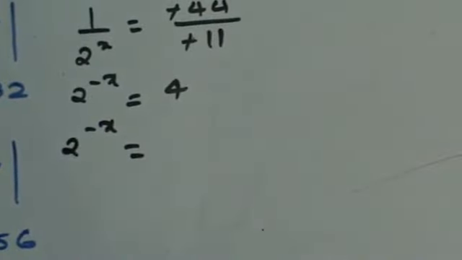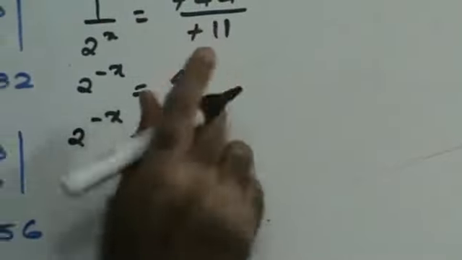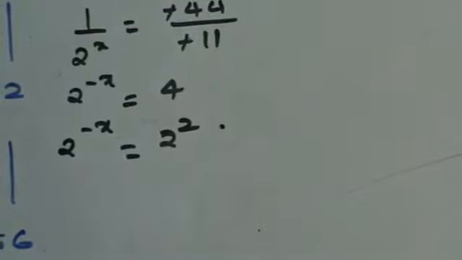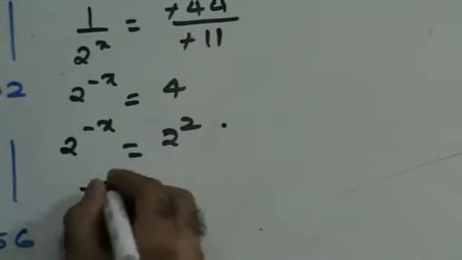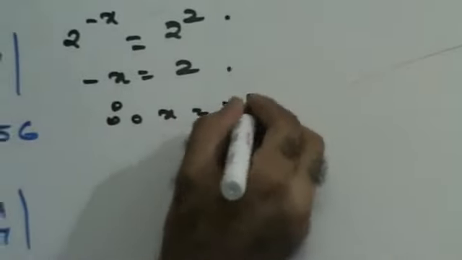4 can be written as 2 square. Now since the bases are same, I can equate the indices. If I equate the indices, I'll get minus x is equal to 2. Therefore, x is equal to minus 2.